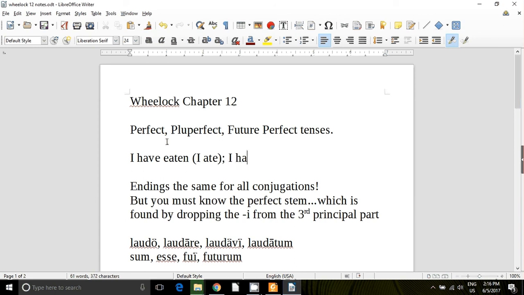The pluperfect: "I had eaten." Yesterday by noon, I had eaten. And the future perfect: tomorrow by noon, I will have eaten. So there's your perfect, pluperfect, and future perfect. The good news about these tenses is that the endings are the same for all conjugations.